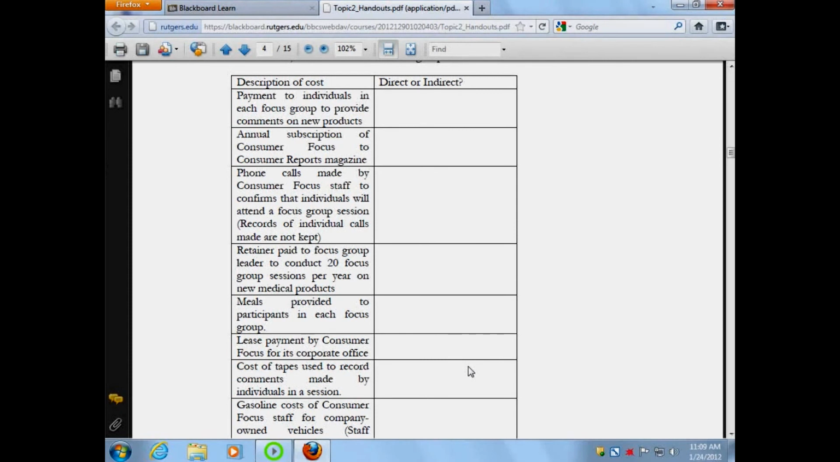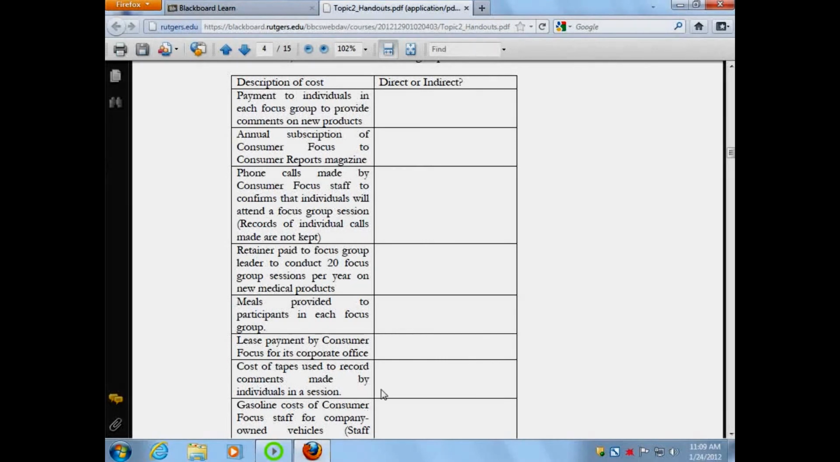Okay, so we're looking at this number. Is it a direct cost of each particular focus group, or is it an indirect cost of each particular focus group? Is anyone doubtful about this? You shouldn't be. It's an indirect cost because clearly the entire cost is not being incurred for the particular focus group that we're looking at. It is very much a joint cost because we're paying her to conduct all of those groups in that particular year.